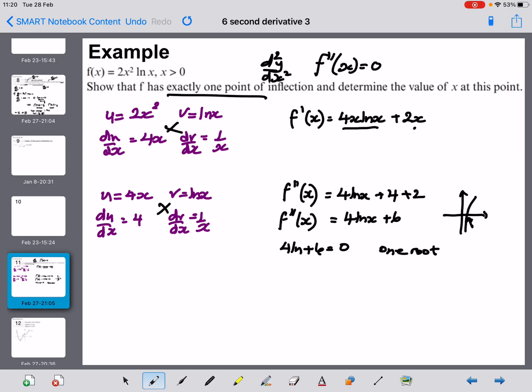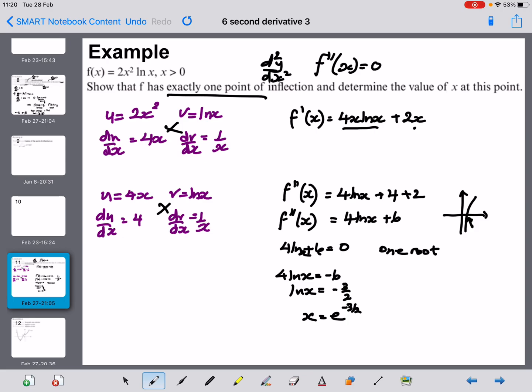Okay, which we can work out if we solve that. So if I say 4 log x equals minus 6, log x is negative 6 over 4, or negative 3 over 2. And then to undo this, I need to get it out of log form and into exponential form. So x will be e to the minus 3 over 2.